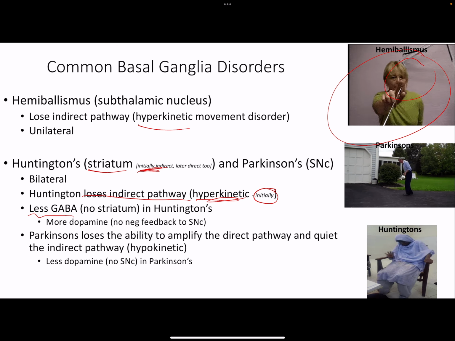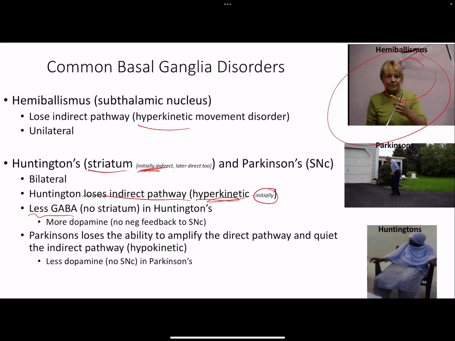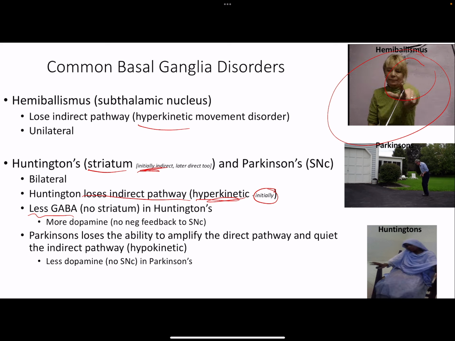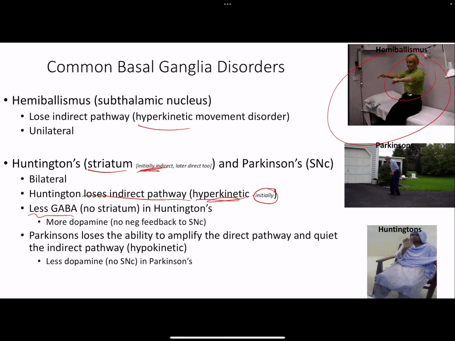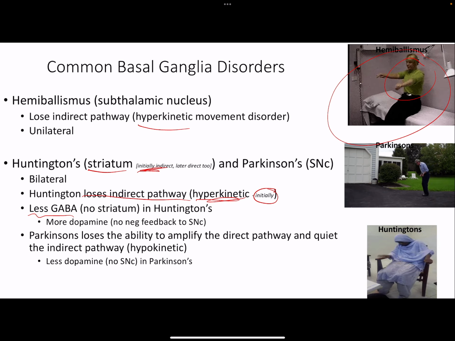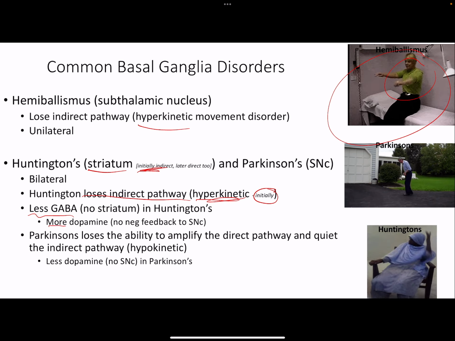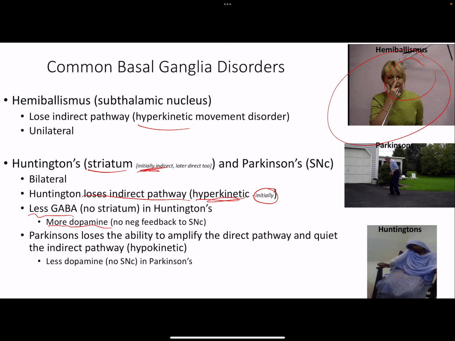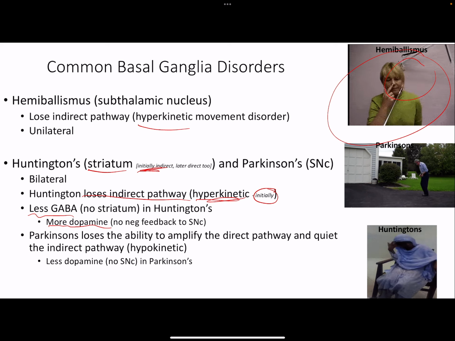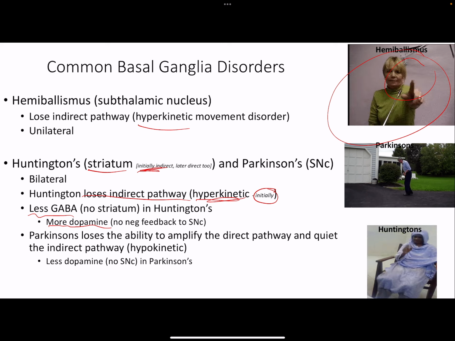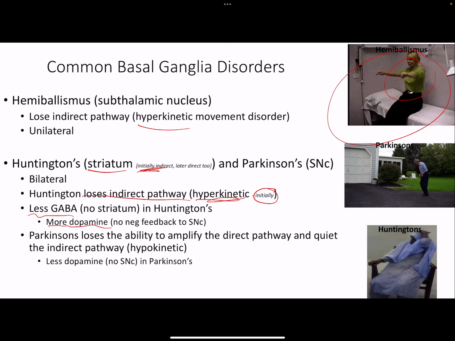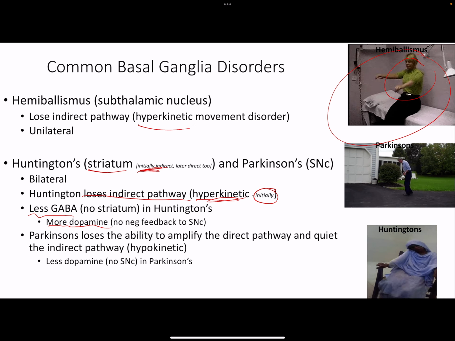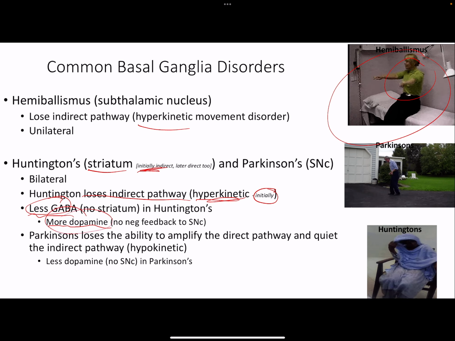So if we don't have this working, we're going to have less GABA. And if we have less GABA, that means the substantia nigra compacta is not really being listened to, there's not going to be the negative feedback that we need. So we're then going to get more dopamine because, again, the SNC is trying to tell the striatum what to do. And if the striatum's not there, it's just going to be the absence of negative feedback. So less GABA, more dopamine. If you think about it, it should make sense.